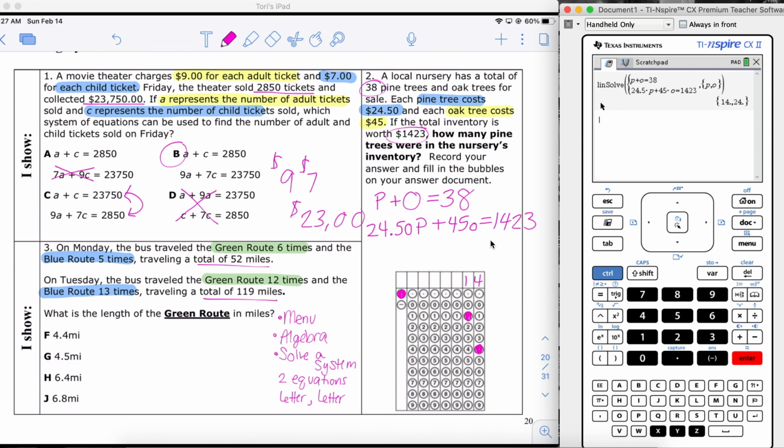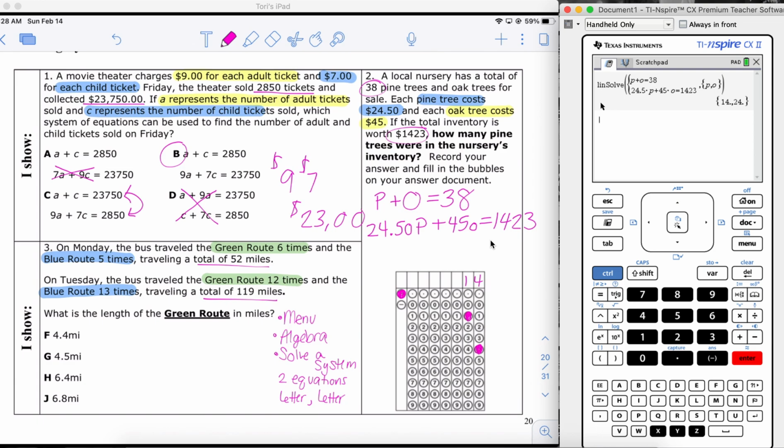All right, let's do the same thing for this bottom equation, number 3. On Monday, the bus traveled the green route 6 times and the blue route 5 times, traveling a total of 52 miles. On Tuesday, the bus traveled the green route 12 times and the blue route 13 times, traveling a total of 119 miles. Okay, those sentences are written almost exactly the same, which means that the partner numbers and letters are already put together.